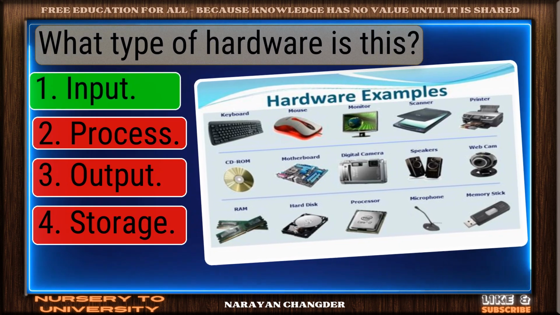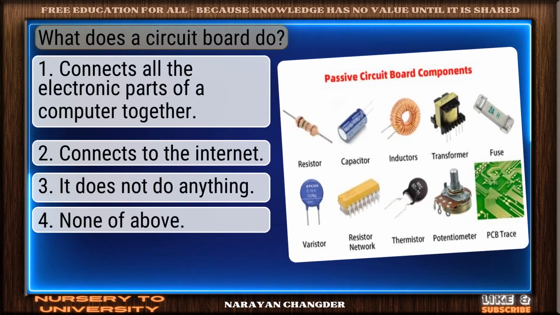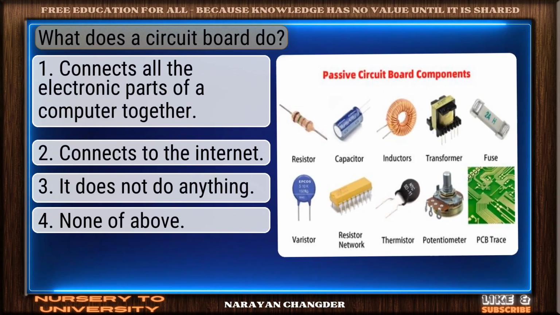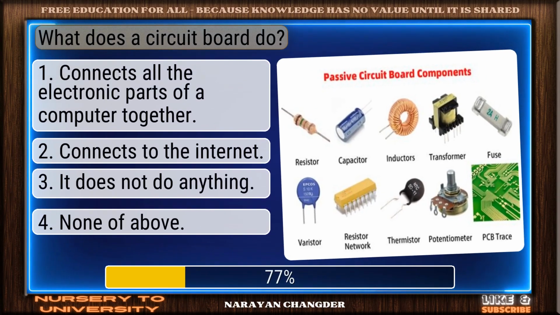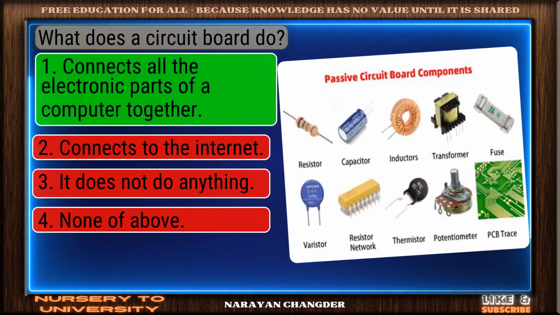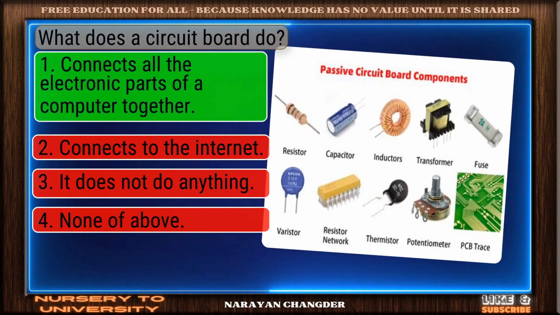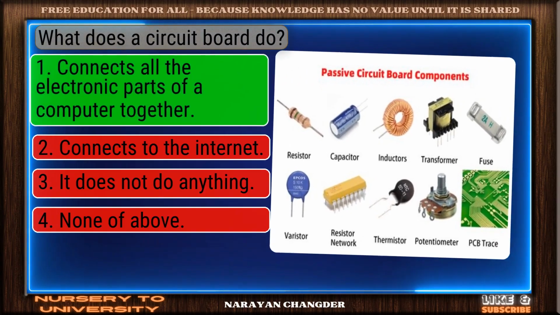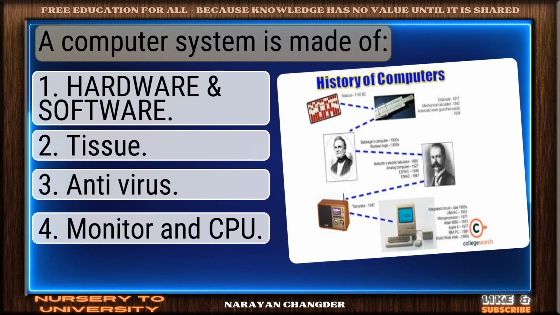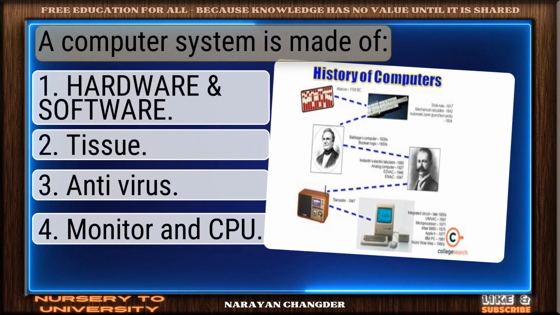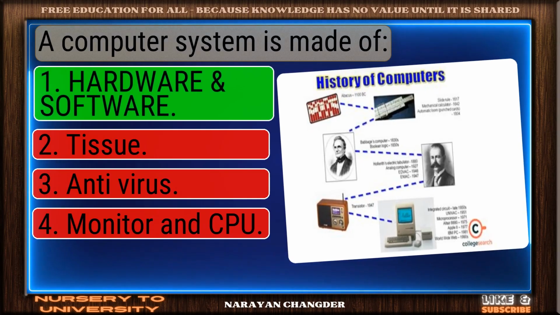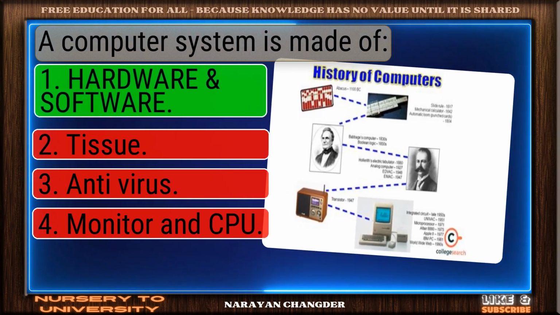Bravo. Input is the answer. Question number 49. What does a circuit board do? Excellent choice. Connects all the electronic parts of a computer together is the right answer. Question number 50. A computer system is made of. You chose hardware and software, and it is correct.